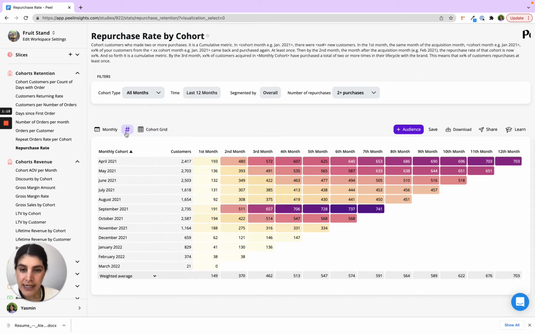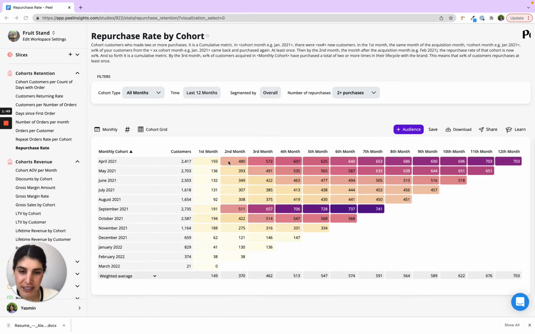And then an additional amount of customers came back between the first and second month and purchased again to bring this number up to 480. If I was to do the math, it would be around 287. I didn't do that in my head, I have my calculator here. 287 customers came back between the first and second month to purchase again. And then going forward, you see the number keep jumping up and up.